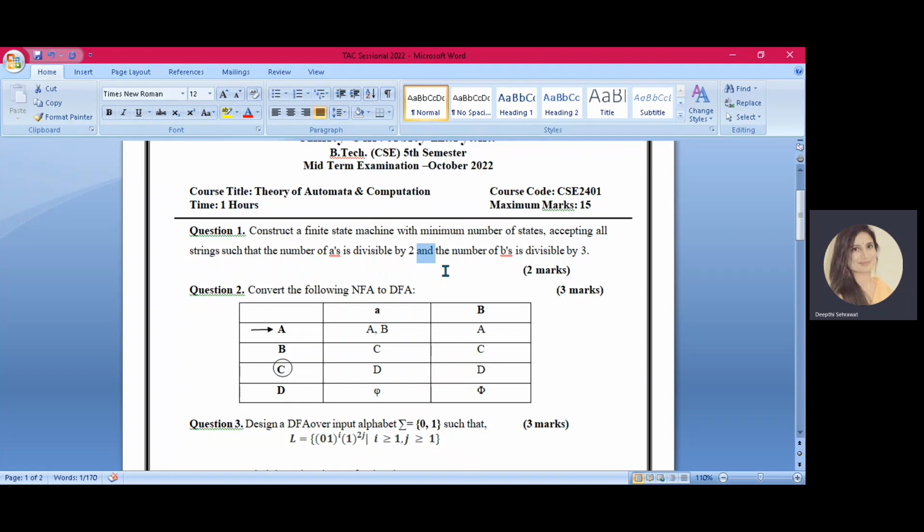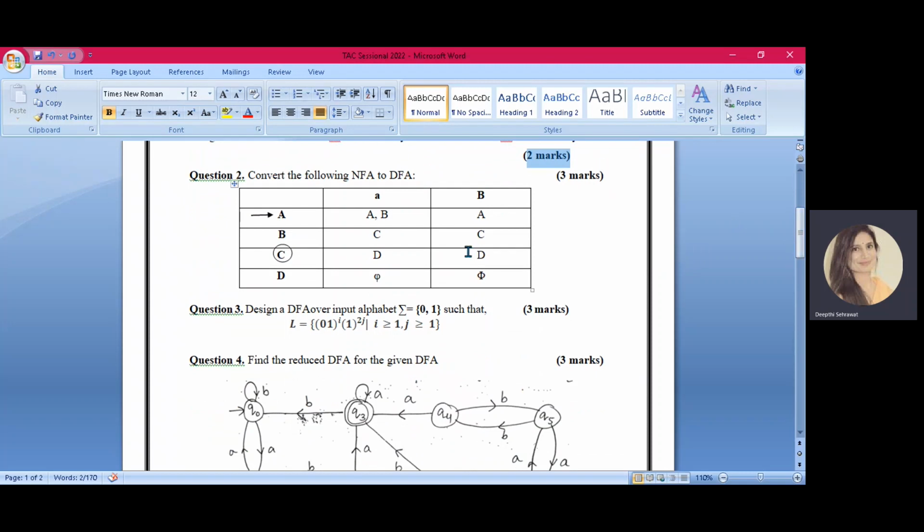For that, first of all, I would suggest you write the strings which are accepted by this DFA and accordingly draw the DFA. After drawing the DFA, verify that the given strings are accepted by the DFA and any wrong string is not accepted by the DFA. In this way, you can verify it. And this is of 2 marks because it's a very easy question.